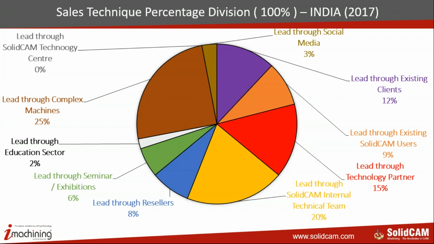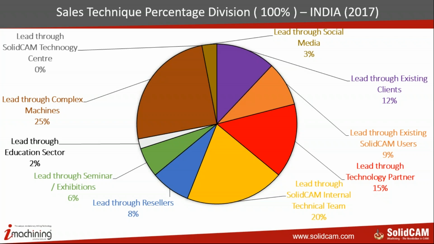Second, leads through complex machines. It's high, 25%. Leads through the education sector, only 2%. So we should concentrate on this. Leads through seminars, 6%. Leads through resellers, 8%. Leads through existing clients, 12%. So you have a chart. You can make these kinds of charts annually or quarterly.